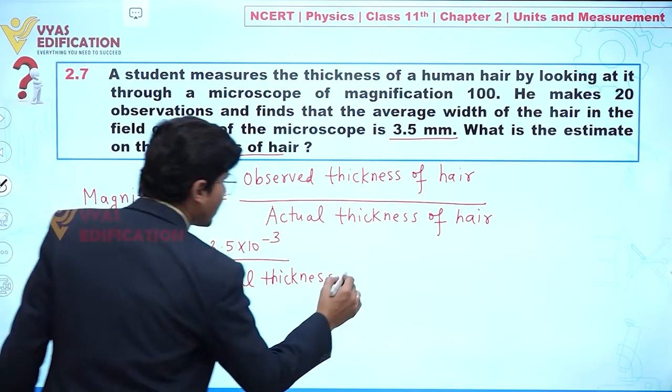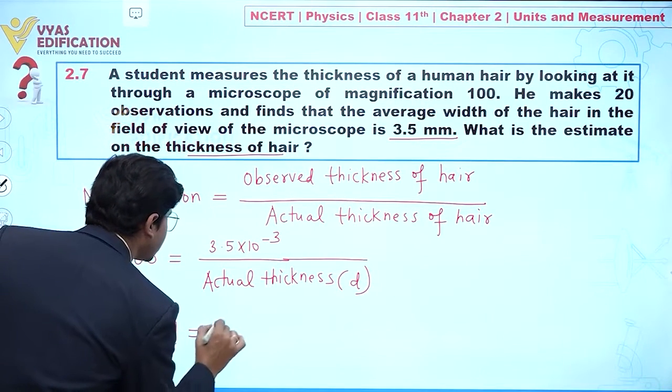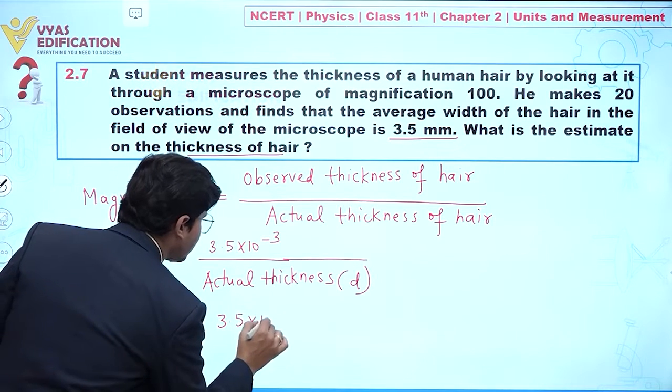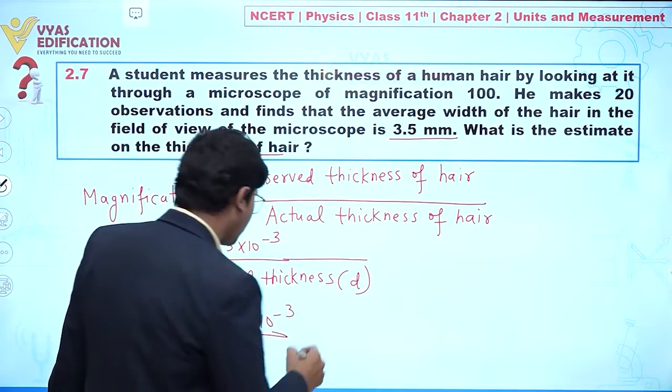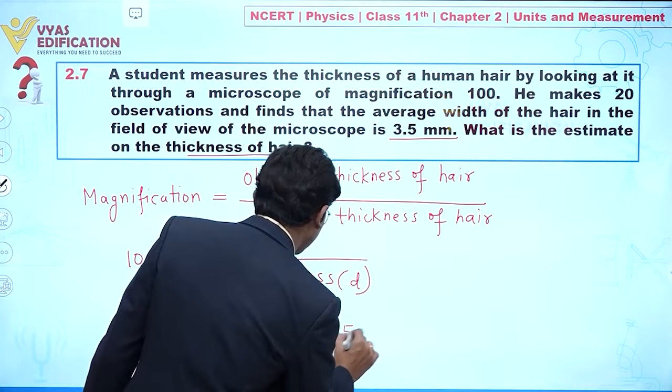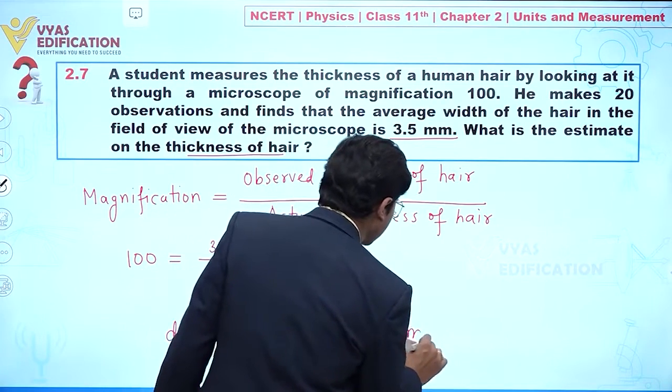Let's suppose I am representing it by a term that is small d. So small d is given by 3.5 into 10 to the power minus 3 divided by 100. So from here we can see this is equal to 3.5 into 10 to the power minus 5. This is in meter.